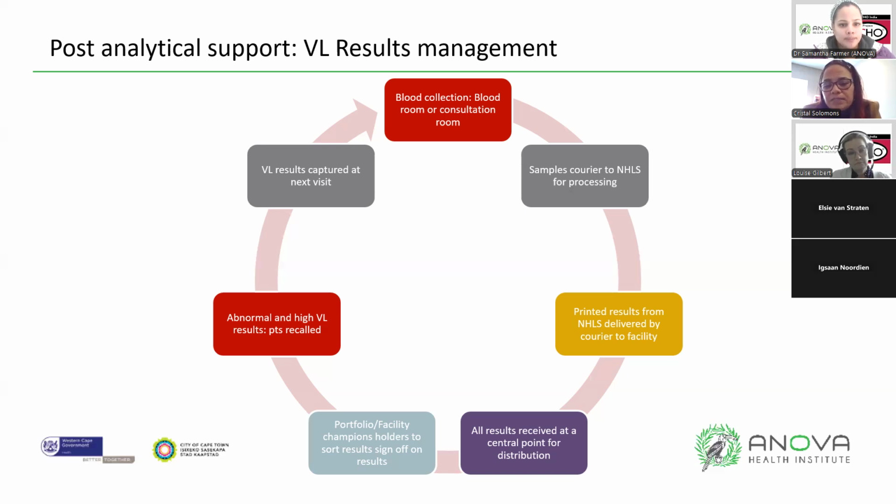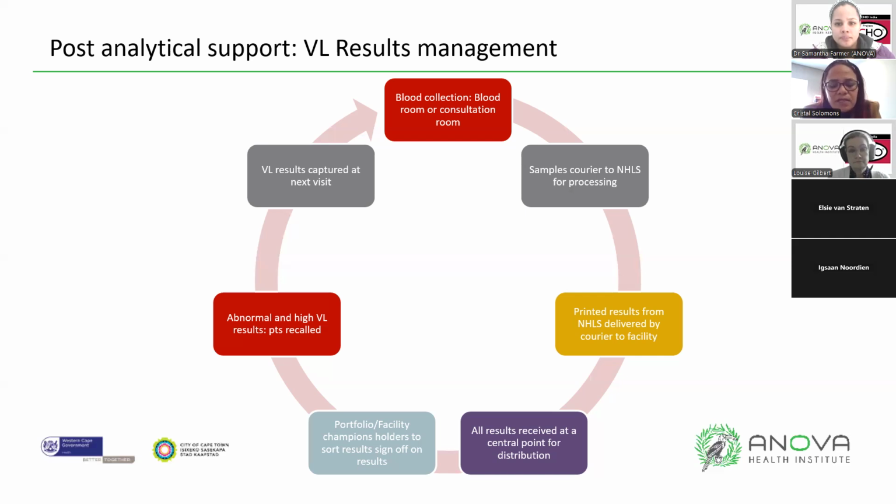And then there are printed results from NHLS that are delivered back to the facility. But I know a lot of facilities have switched off, because most of the time it's just compiling at the central point. This is just referring to facilities that are still getting them. And I think obviously now with the NHLS data breach or the hack, facilities are not getting any results at all, or paper, talking about the hard copies.